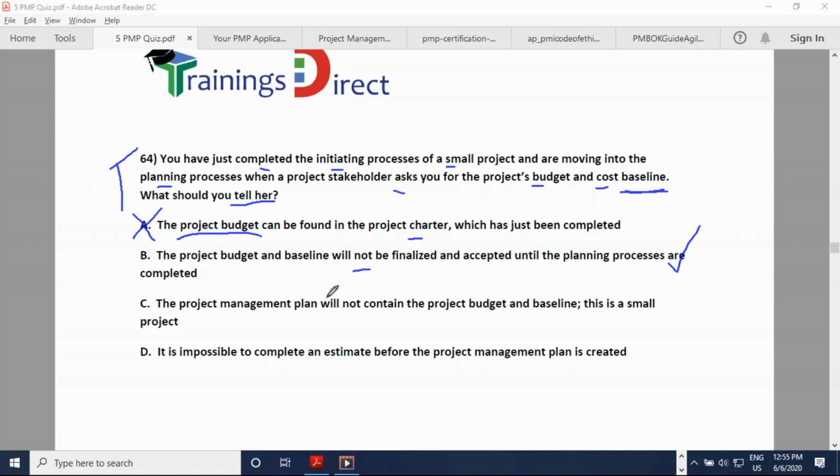Number C, project management plan will not contain the project budget and baseline. This is a small project. Please remember this PMP, project management plan, from the process Develop Project Management Plan in project integration management. It has 19 components, out of which 10 are the subsidiary plans like scope management plan, cost management plan, etc. It has 3 baselines. Then it has 6 additional components like change management plan, performance measurement baseline, and so on. Therefore, it will contain the budget and baseline. The C is also incorrect.